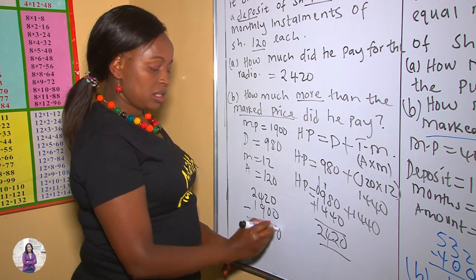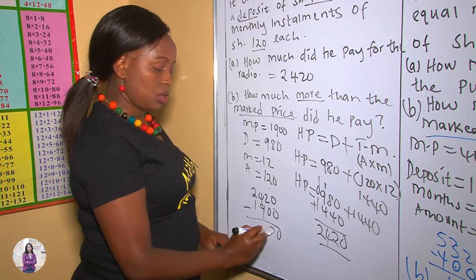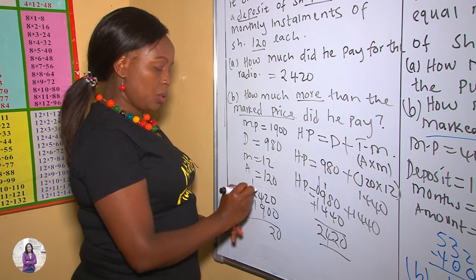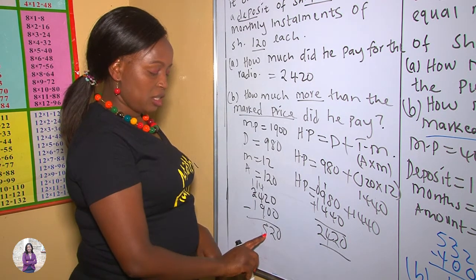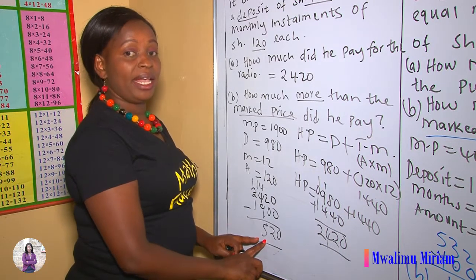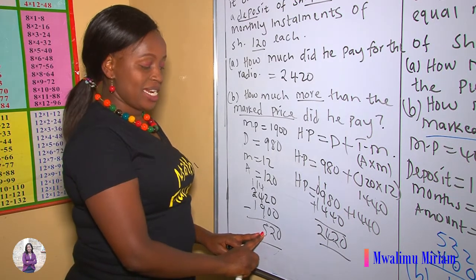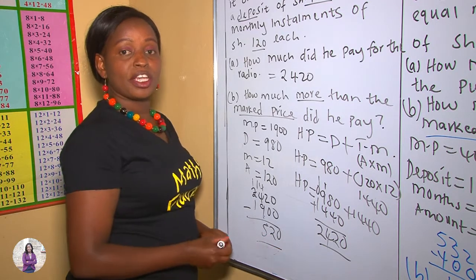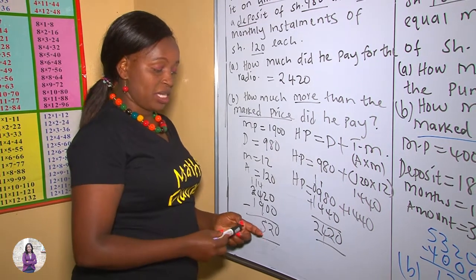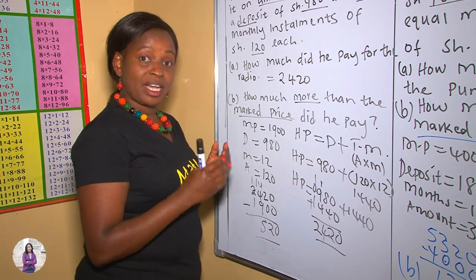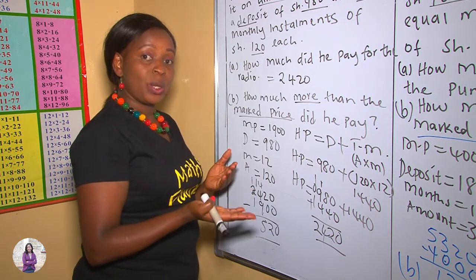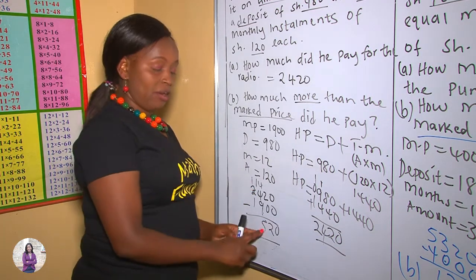So we take away 0, take away 0 is 0, 2 take away 0 is 2, 4 cannot take away 9, so we borrow 1 from 2, we get 14. 14 take away 9 is 5, 1 take away 1 is 0. And then you realize that he paid more by 520. So if he could have bought it on cash, he could have saved himself 520. But because he didn't have the cash at that given point, he had to pay slowly by slowly. And that's why he ended up paying more by 520.